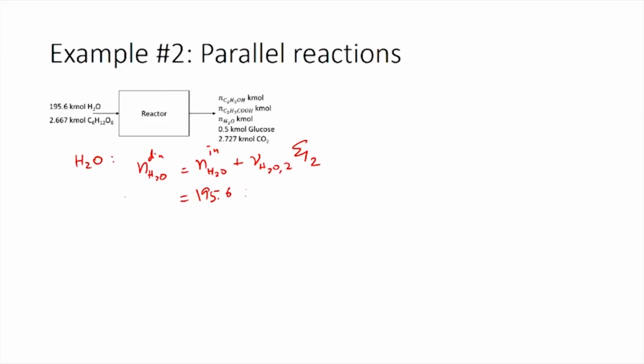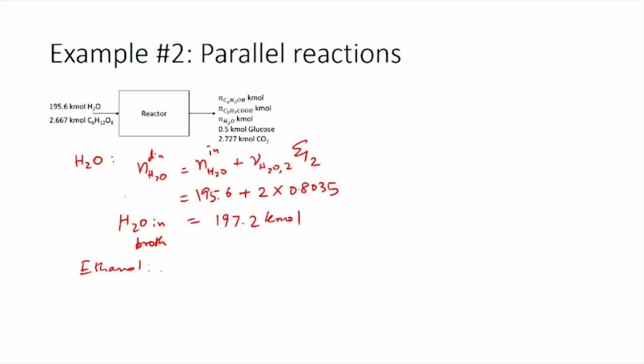195.6 and the stoichiometric coefficient for water is 2 times 0.8035, giving you the total amount of water in the final broth as 197.2 kilomoles, and we can write an ethanol balance followed by this.